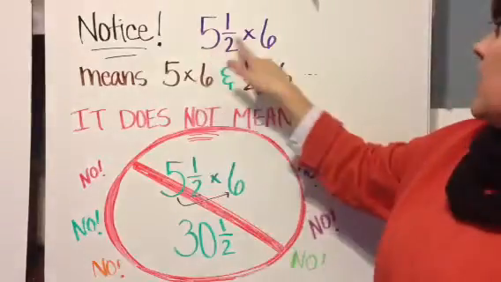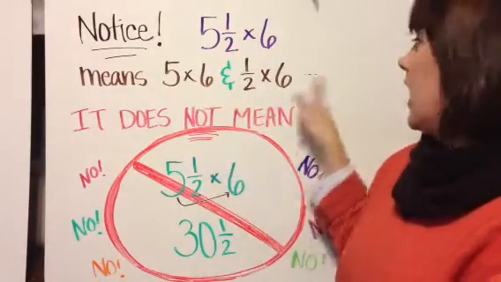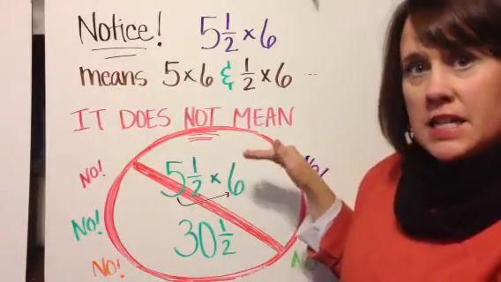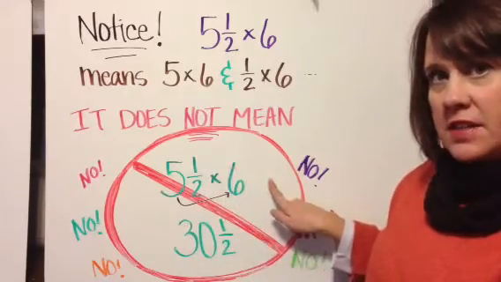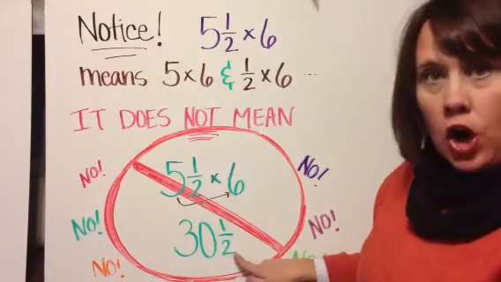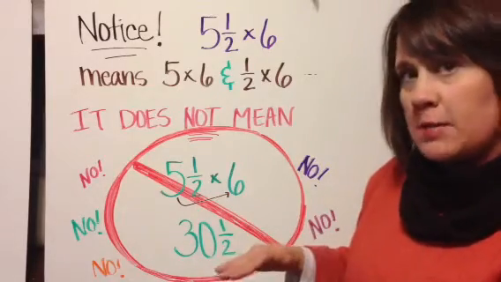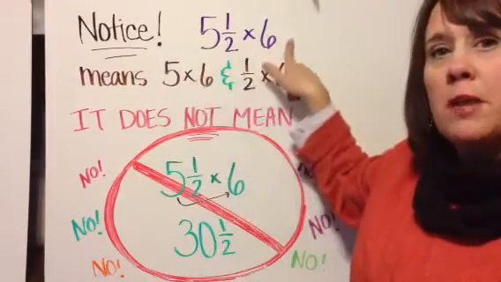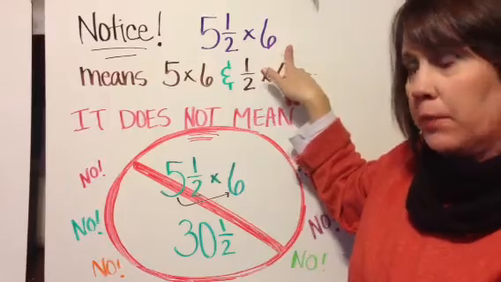Notice that 5 1/2 times 6 means 5 times 6 and 1/2 times 6. It is very important to recognize that it does not mean to multiply 5 times 6 and then let the half hang off. It is not 30 1/2. Absolutely not. Again, because we have to multiply the whole number times the whole number and the fraction times the whole number.